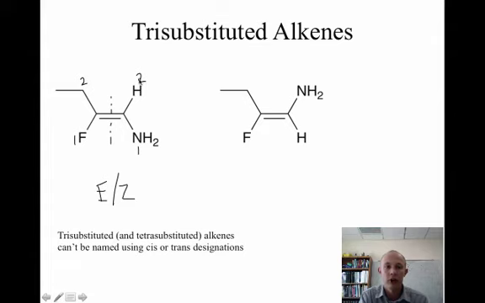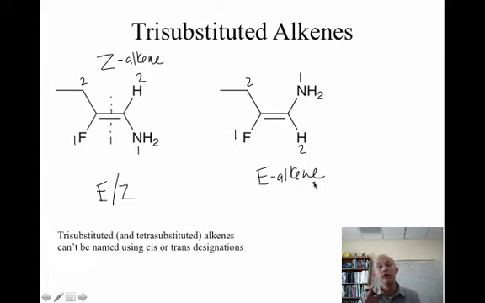Notice that the two lower priorities are on the same side, and the two higher priorities are on the same side. The E and the Z stand for the German words. Entgegen means opposite, and zusammen means together. So these are together, so this is a Z alkene. Whereas over here, this is priority 1 and 2, and this is priority 1 and 2. So now the two highest priority substituents are on opposite sides, so this would be an E alkene. And this kind of terminology is going to be used for tri- and tetrasubstituted alkenes.